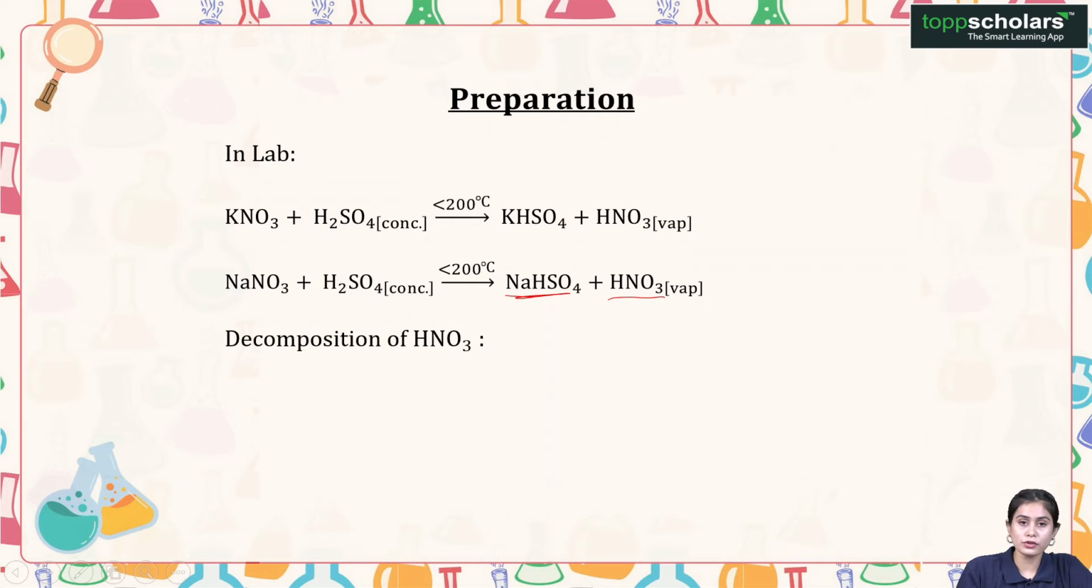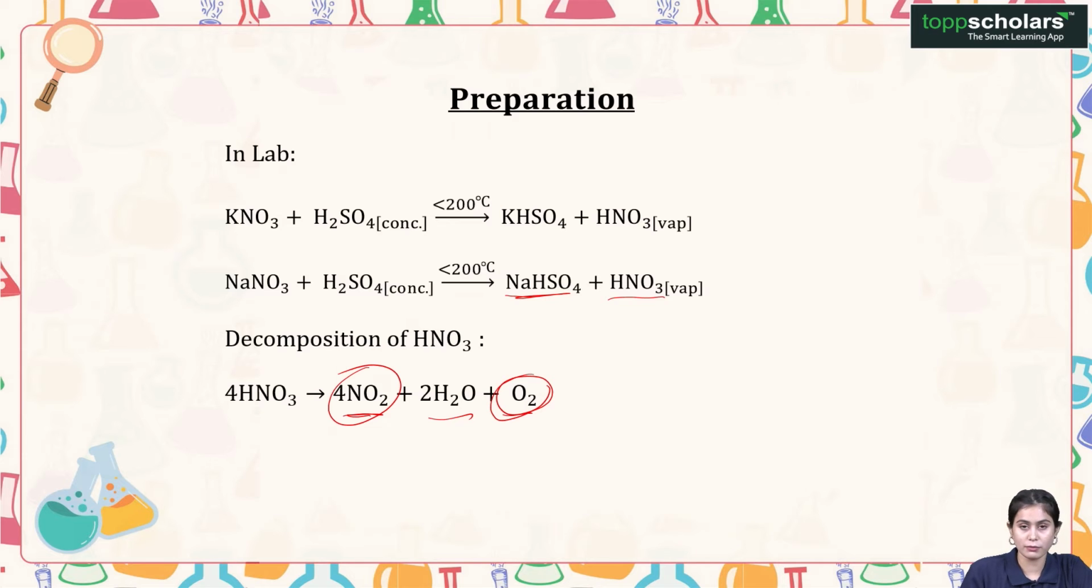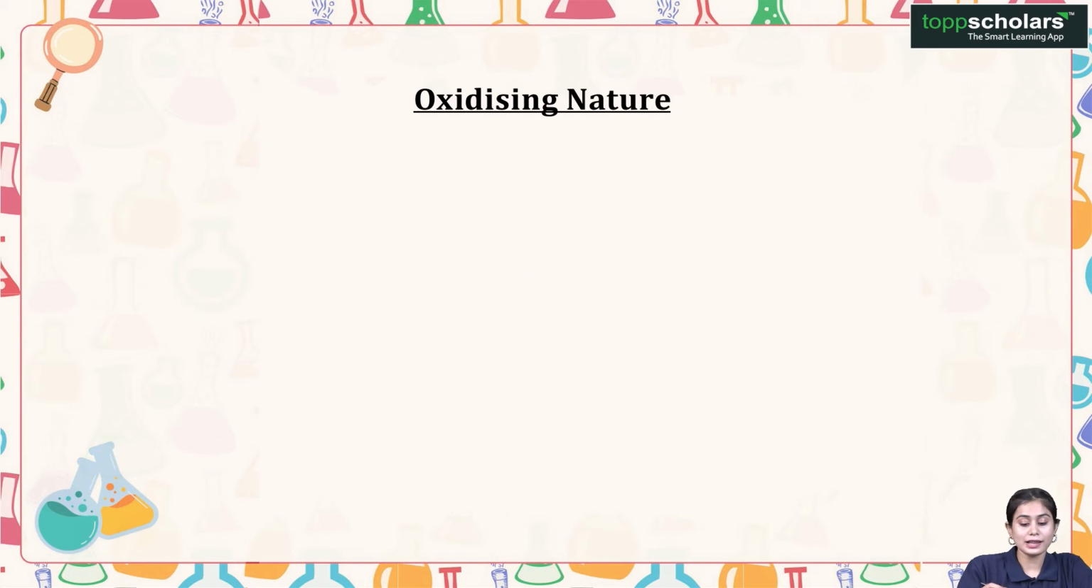Let's see the decomposition of nitric acid, how it decomposes. So your nitric acid decomposes to form nitrogen dioxide gas, water and oxygen gas. In sulfuric acid, we saw the formation of SO2 gas as the main one, right? Here we have oxygen gas and NO2 gas. Remember this.